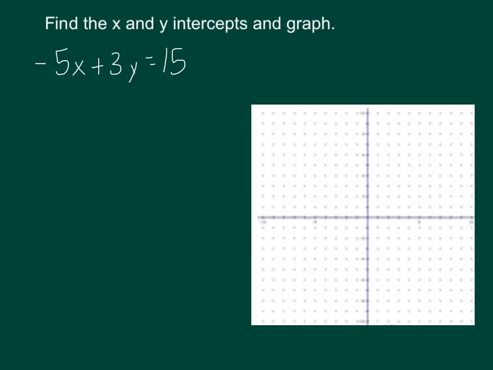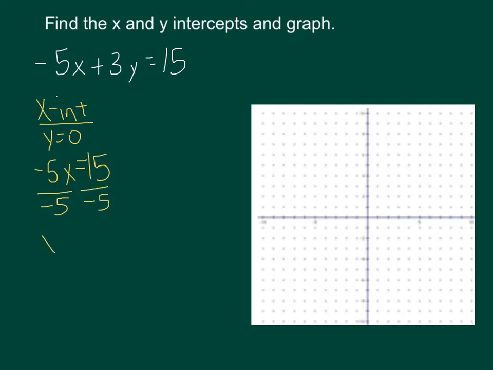Okay, let's try another one. Negative 5x plus 3y equals 15. Okay, so again, if you want to solve for the x-intercept, which is when y equals 0, you have negative 5x, the y's gone, so negative 5x equals 15. Divide by negative 5, so x equals negative 3.